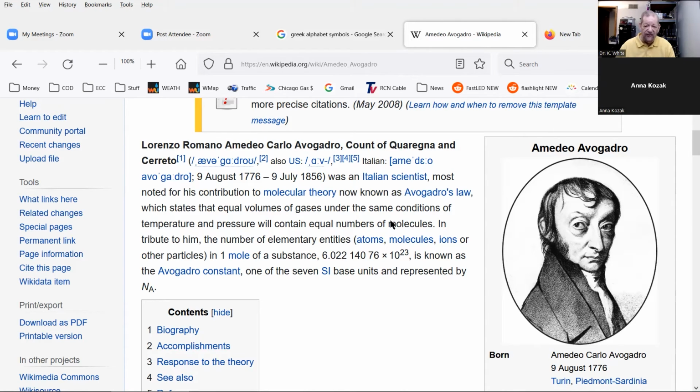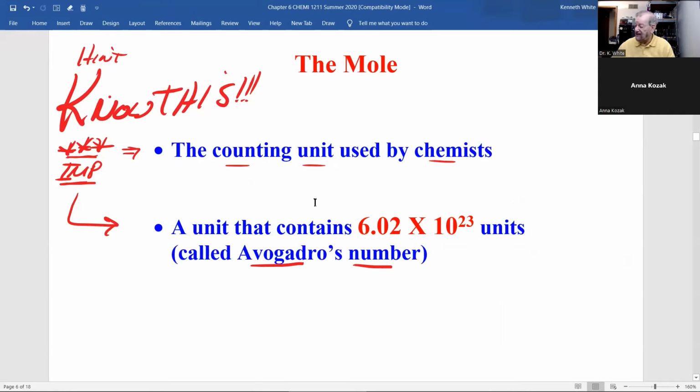So Avogadro was a great Italian chemist, really back then they called them scientists, who came up with the concept of how to measure a certain amount of atoms or molecules of a compound or an element. And we call that a mole. And a mole is 6.02 times 10 to the 23rd units.